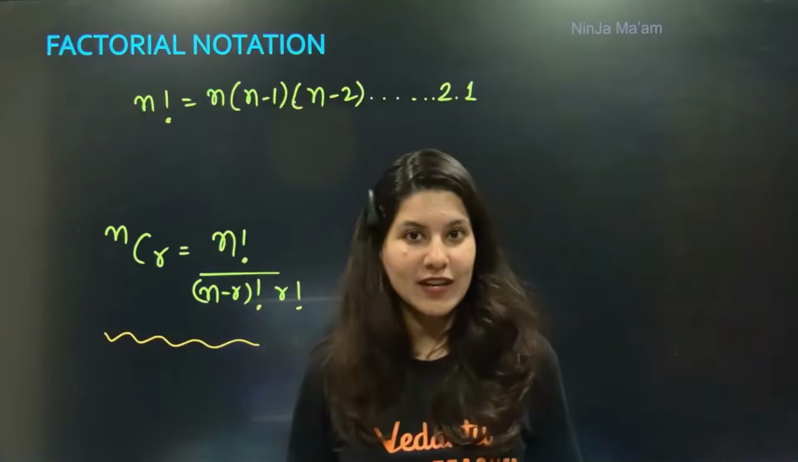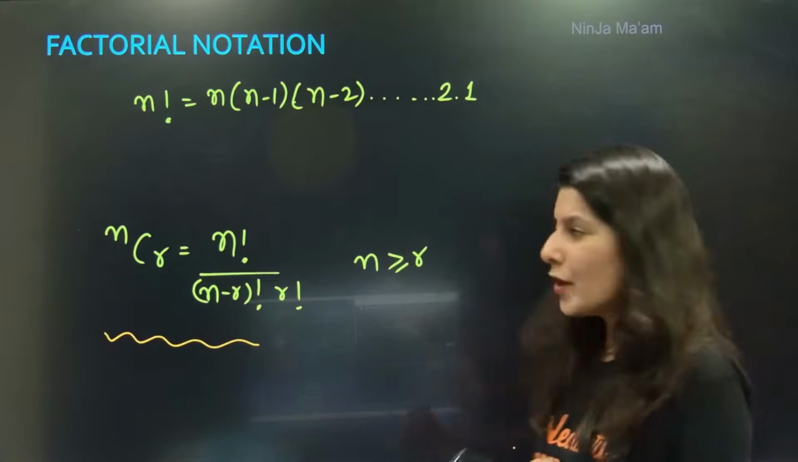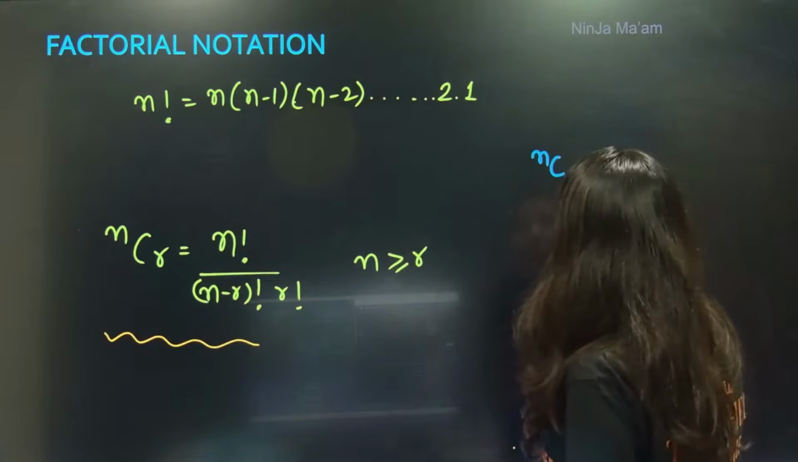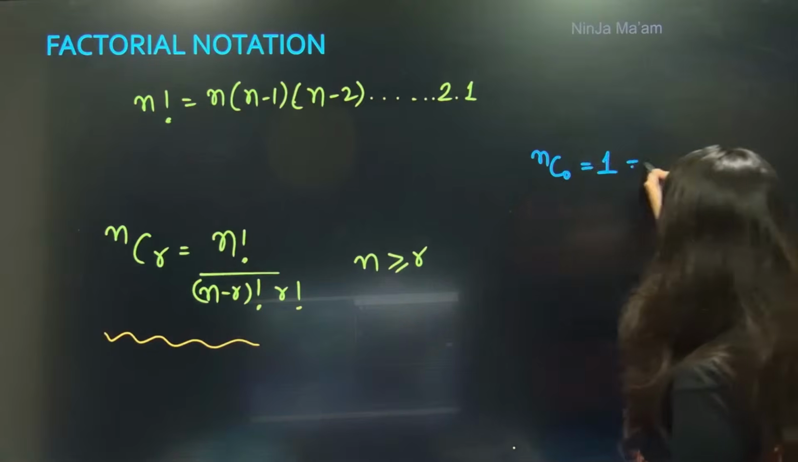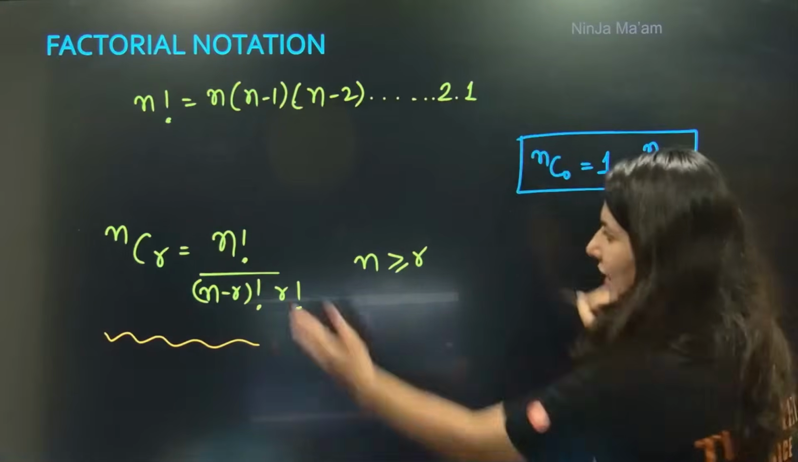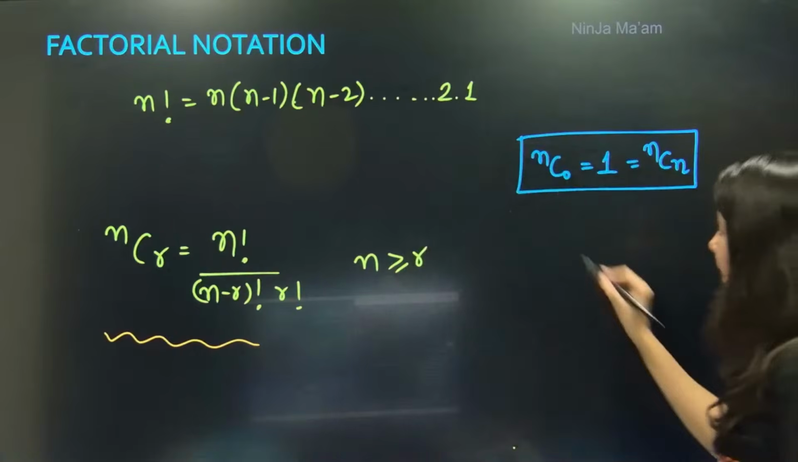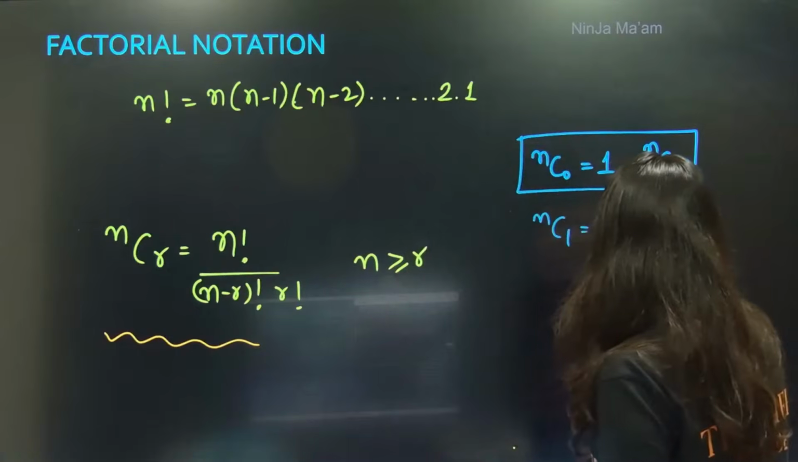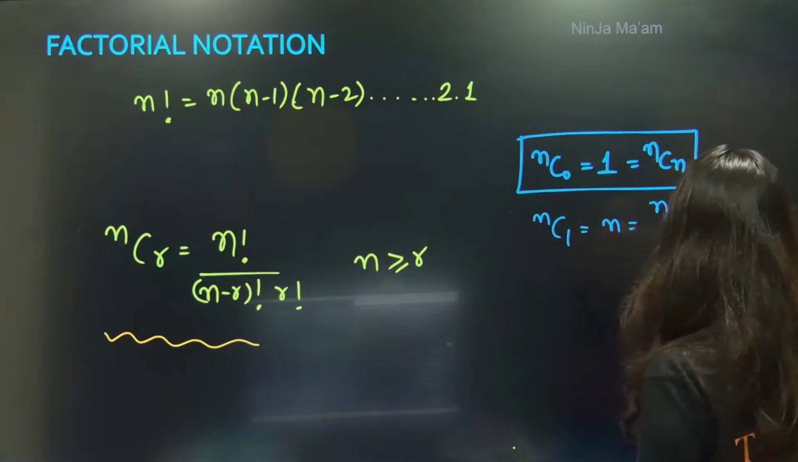nCr is equal to n factorial upon (n minus r) factorial times r factorial. A couple of points to be noted. Tell me, nC0 value. nC0 value is 1 and so is nCn. Apply this formula and check for yourself. nC0 and nCn are 1. nC1 is equal to n, which will share its value with nC(n minus 1).